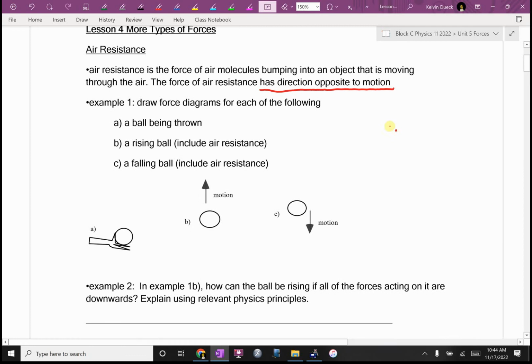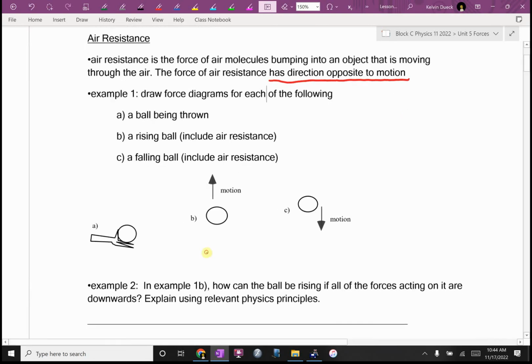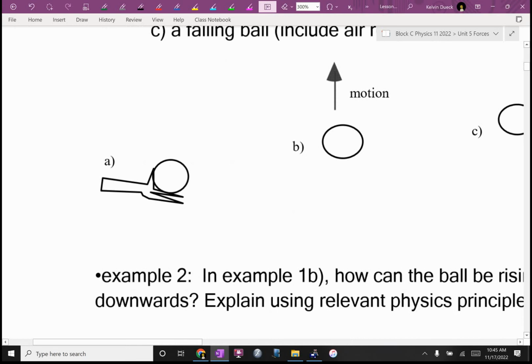Example 1 says, draw free body diagrams for each of the following. A, a ball being thrown while it's in my hand. B, after it's left my hand on the way up. And C, after it's left my hand, but now on the way down. So we're going to do a free body diagram. I'm going to zoom in for Taya. Okay, so here's the first situation.